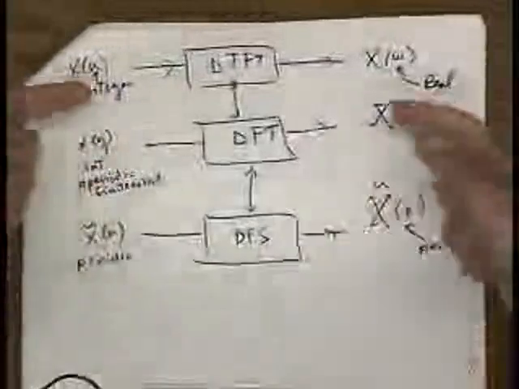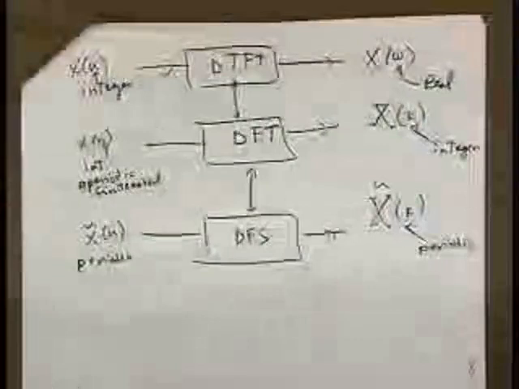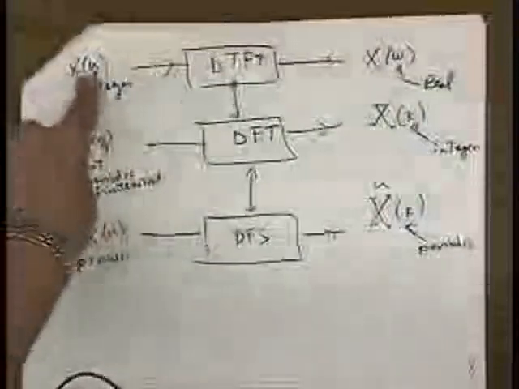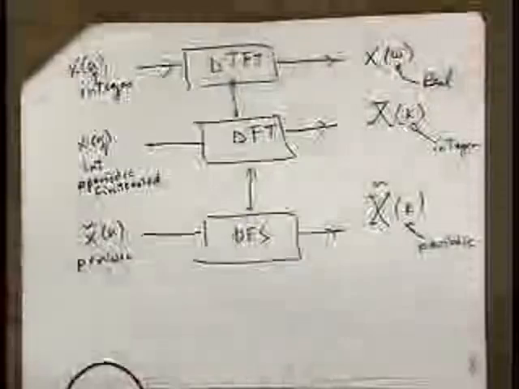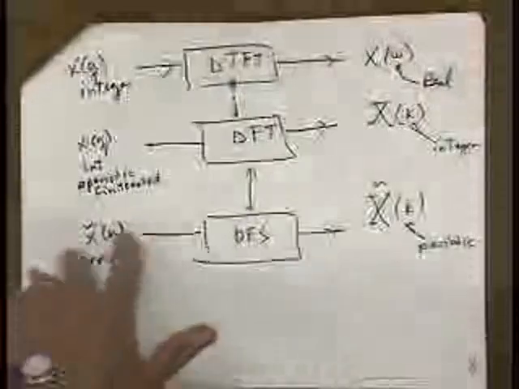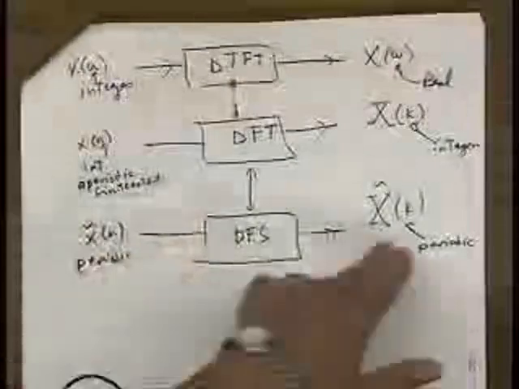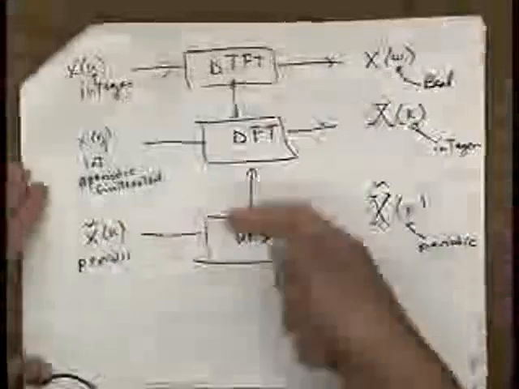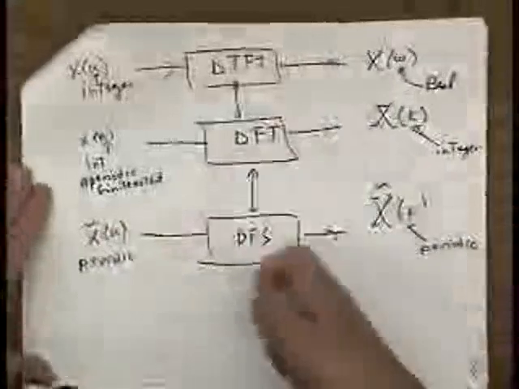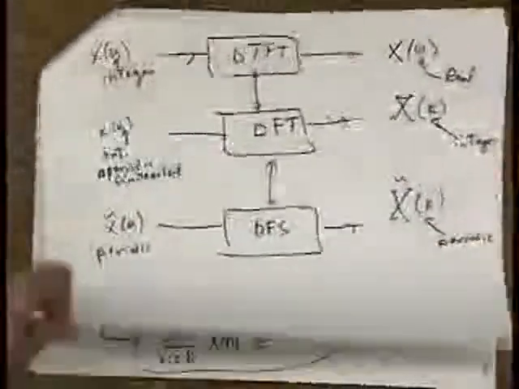In contrast, when I talk about DTFT, discrete time Fourier transform, you give it a sequence, and what comes out is a function of a real variable omega. Also, DFS takes a periodic sequence and comes up with a periodic sequence. So this picture sort of summarizes it. It shows the relationship between DFT and DFS. It also shows the relationship between DFT and DTFT.